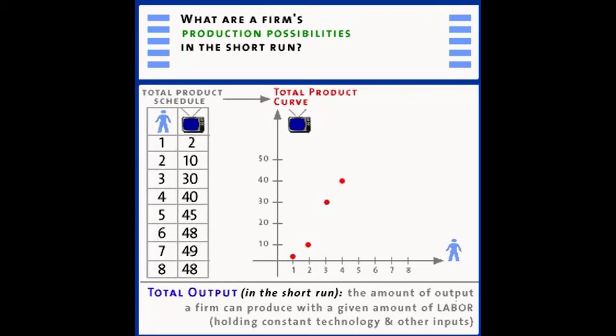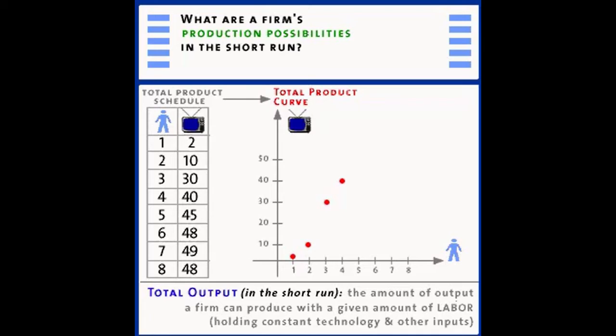The fifth worker makes it possible for us to produce a total of 45 televisions per week. With a sixth worker, we can produce a total of 48 televisions per week. 7 workers means we get 49 televisions per week, and 8 workers puts us back down to 48 televisions per week.